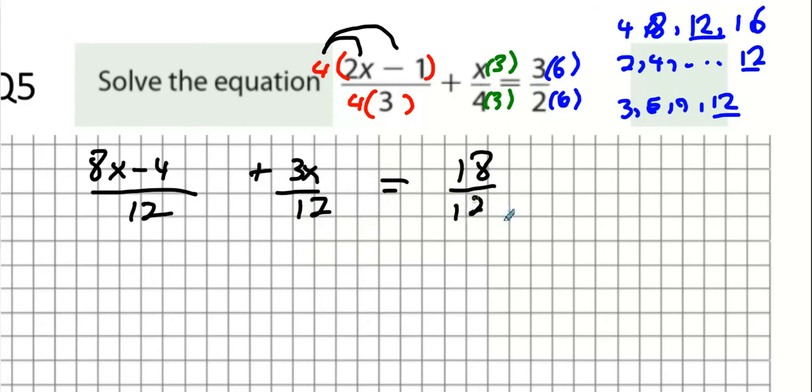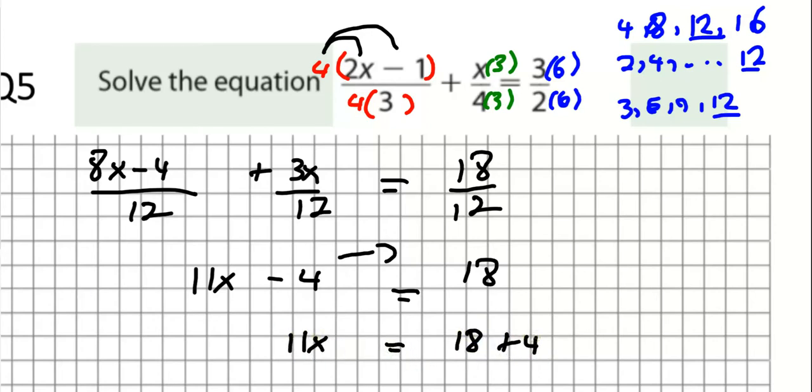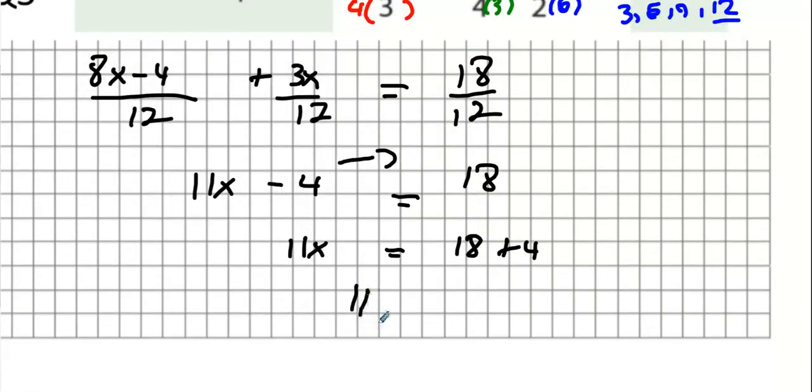Now what we're going to notice here is that there's 12s on the bottom. It's a solved question and they all have the same denominator. This means that we can ignore the denominator now. Okay, on the left hand side we have 8x plus 3x, which is 11x, and then take away 4 equals 18. Bring the 4 over the other side and we get 11x equals 18 plus 4. 11x equals 22. And x equals 22 divided by 11. x equals 2.